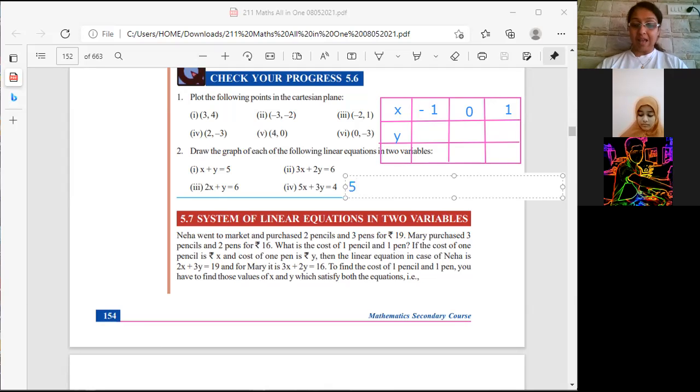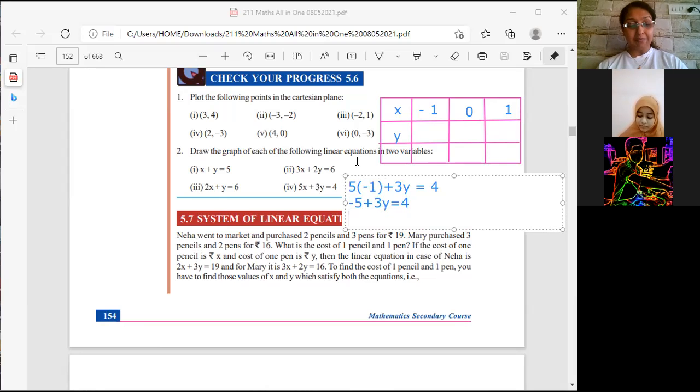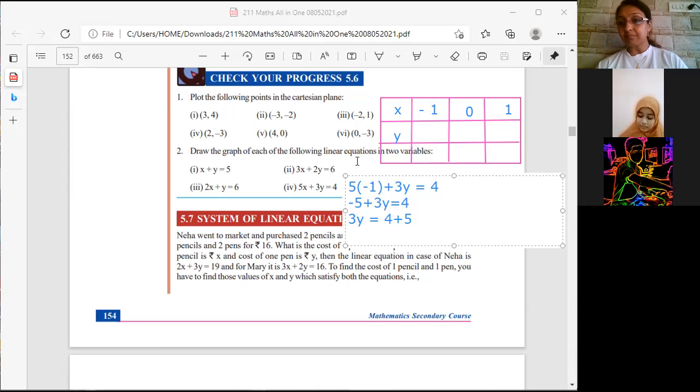So if I substitute, in bracket I'm going to write -1, plus 3y is going to be equal to 4. Have I substituted it correctly? Now when I do, I get -5 plus 3y is equal to 4. Now I'm going to have 3y is equal to 4 plus 5. Will you agree, beta? So I get y is equal to 9 upon 3.